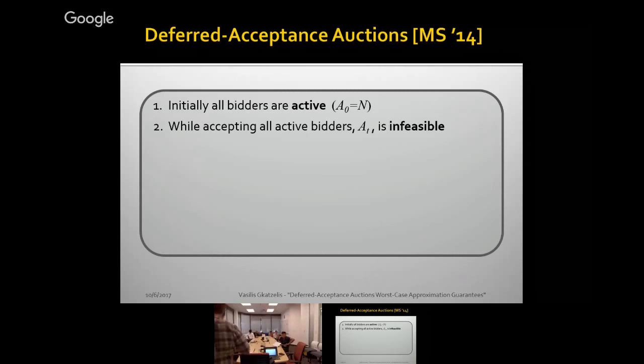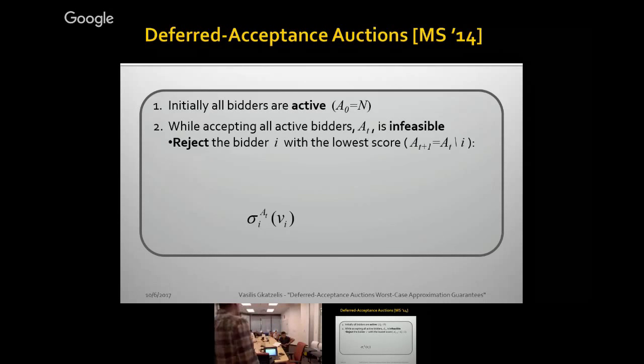And then it's a sequence of stages where, while you cannot accept all the ones that are still active, A sub T, so at stage T, if it's infeasible to accept them all, what you do is reject the one with the lowest score, right? Just like we did before. So you reject the bidder who has the lowest score. And so therefore, in the next stage, you have one bidder less. And of course, everything depends on what is the score function.